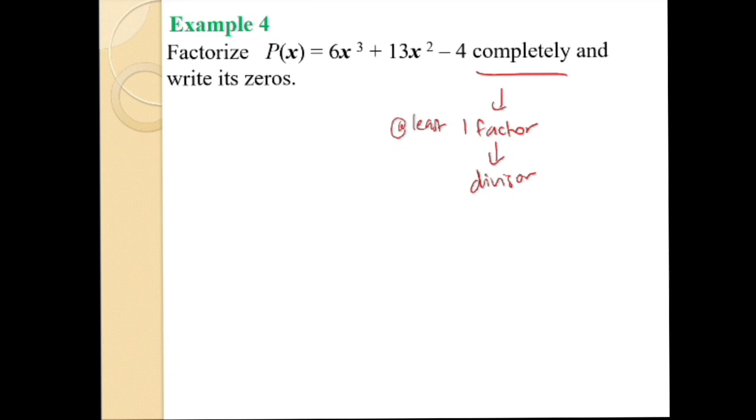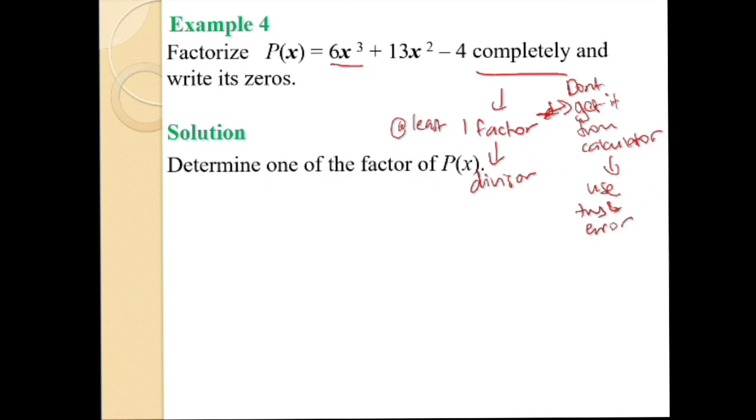Even though you can press your calculator to find what are the factors or what are the roots of a cubic polynomial, that's not the right way. Please don't just simply use the answers from your calculators. You have to use the trial and error method. Let me show you how.